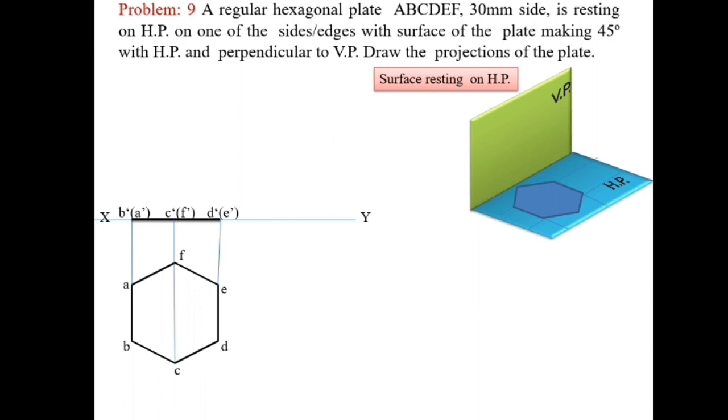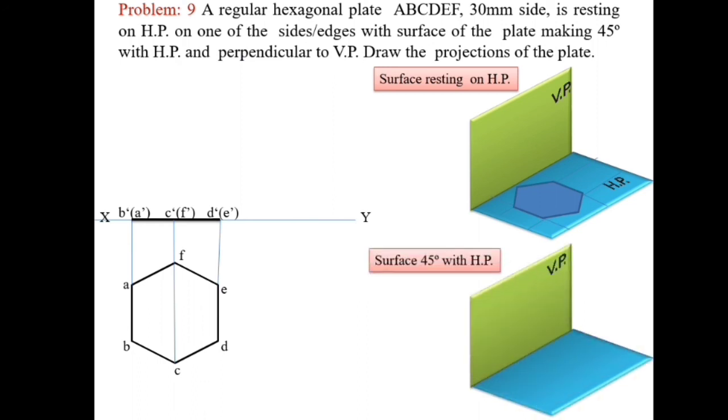Next, the surface of the plate makes an angle of 45 degrees with the HP. That means theta inclination, so you take a theta degree angle. Now you see the surface of the plate makes an angle of 45 degrees of inclination, and one of the edges is on the HP plane. So take a 45 degree inclination angle on the XY reference line, and there you locate the points B dash and A dash. That is one of the edges, which is on HP.